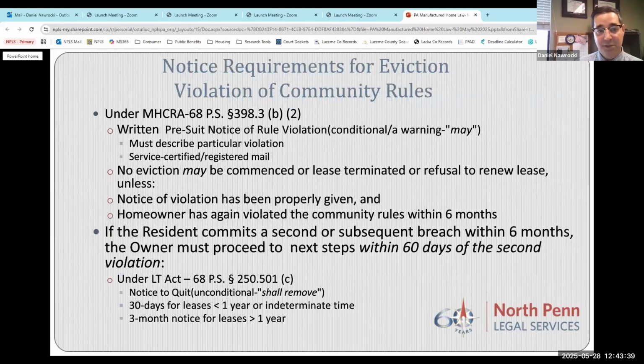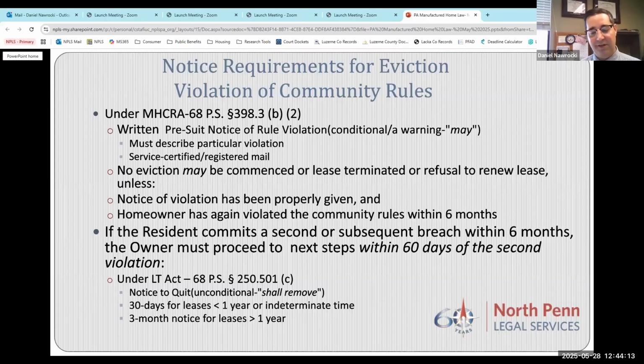When it's a violation of the community rules, that first conditional notice is basically the warning. You violated the rule for yard upkeep or some other community rule that they have. And now if you do that again within 6 months, they can move to evict you. And so that first notice, again, is a conditional notice, has to be served by certified or registered mail. It allows an opportunity to cure, to stop the rule violation.